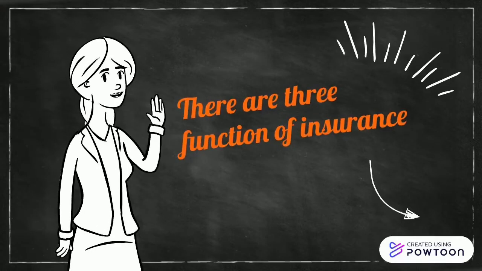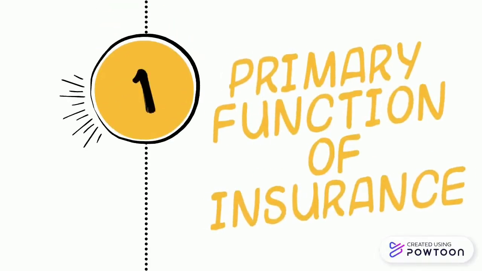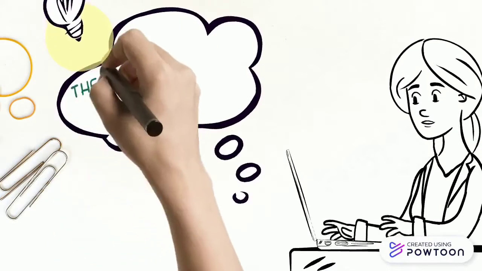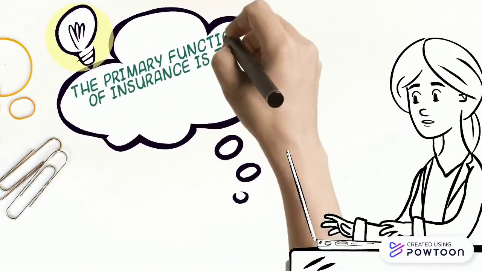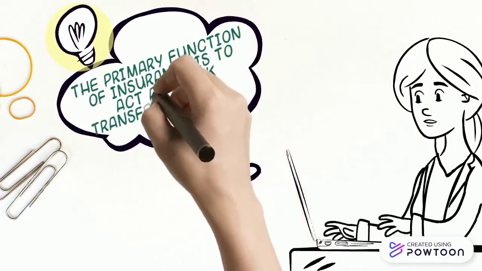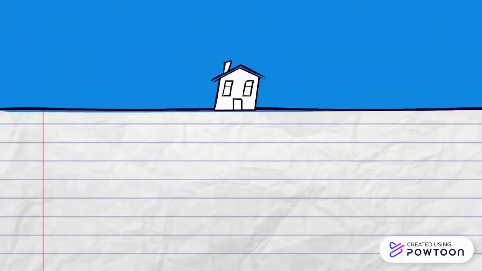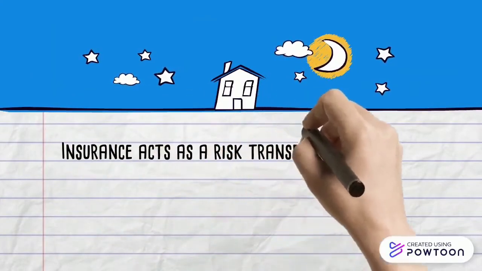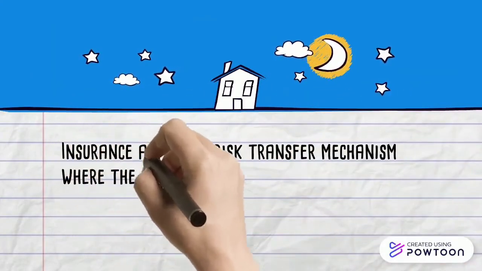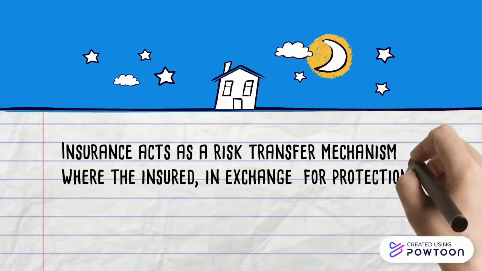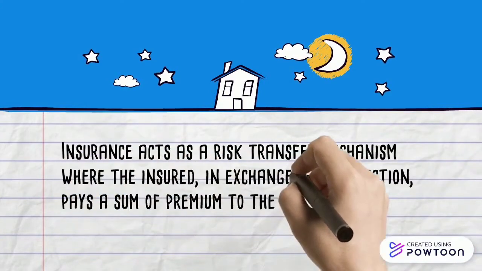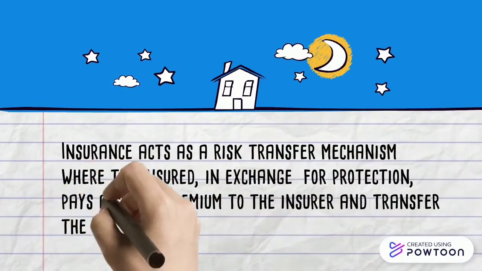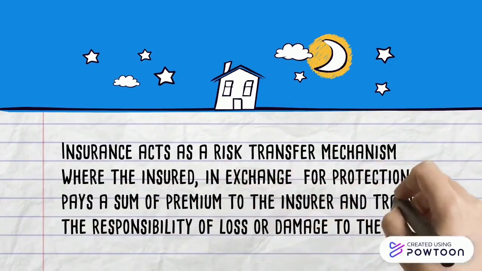There are three functions of insurance. The first one is the primary function of insurance. The primary function of insurance is to act as a risk transfer mechanism. Insurance acts as a risk transfer mechanism where the insured, in exchange for protection, pays a sum of premium to the insurer and transfers the responsibility of loss or damage to the insurer.